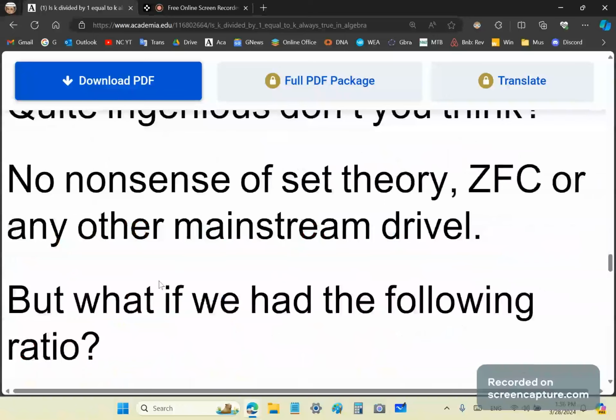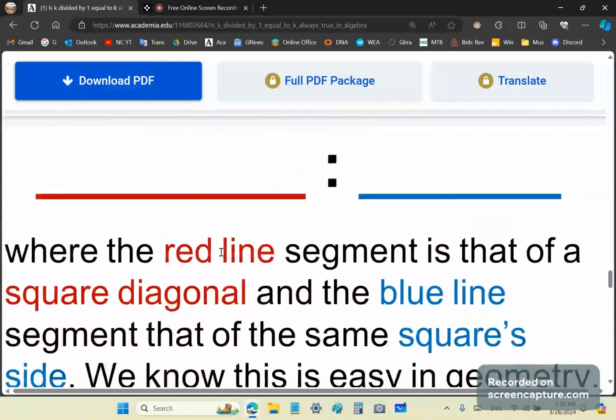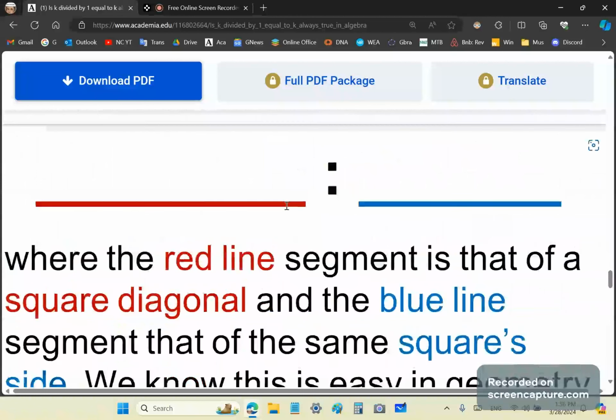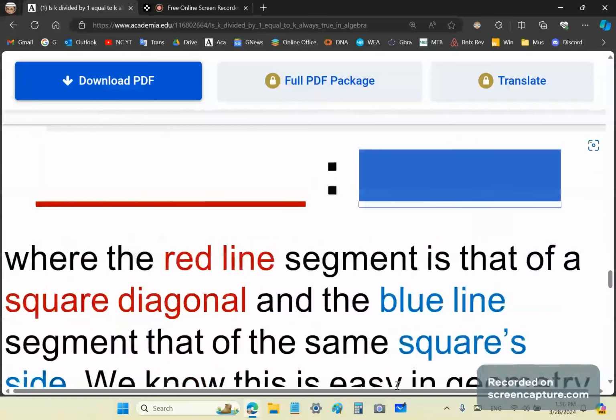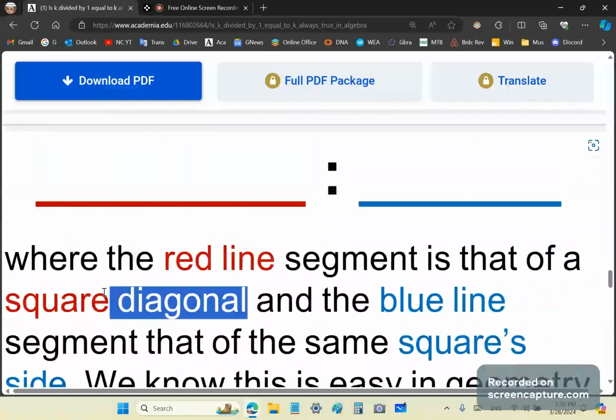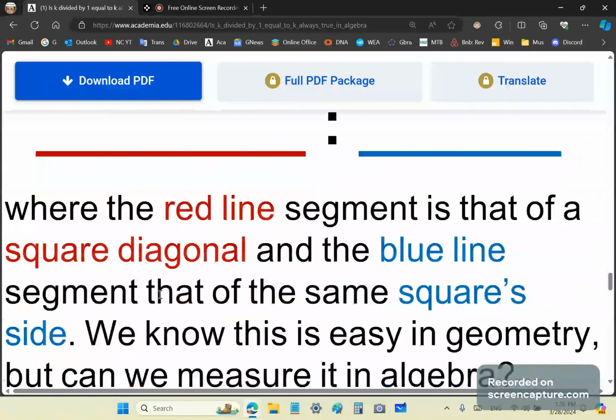But what if we had the following ratio? Now look at that ratio there. Isn't that interesting? This red antecedent part is a square diagonal, okay? And this blue consequent part is the side of the same square with this red diagonal, okay? So we know this is easy in geometry, but can we measure it in algebra? Think about that. Can we measure this in algebra?